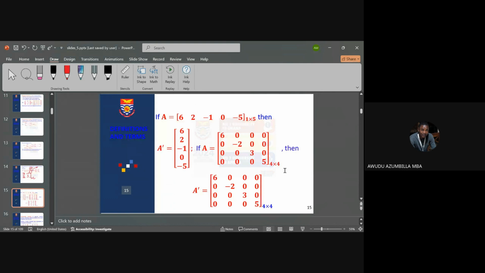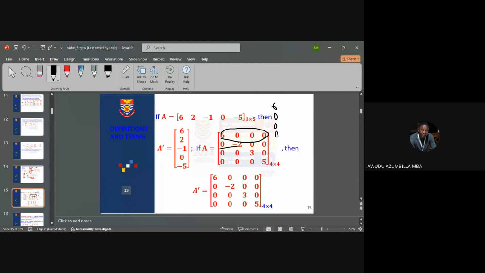Now, if you have 4 by 4, this is 4 rows and 4 columns, so it's called a square matrix. We can take the transpose of this. The transpose means change the rows to columns and the columns to rows. So if you are going to do that, you write this one vertically. So you are going to have 6, 0, 0, 0. Yes, the zeros are 3.